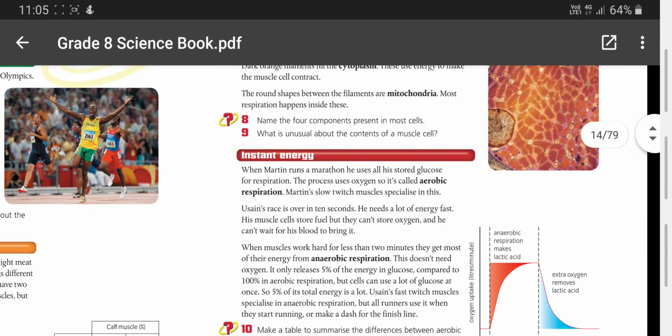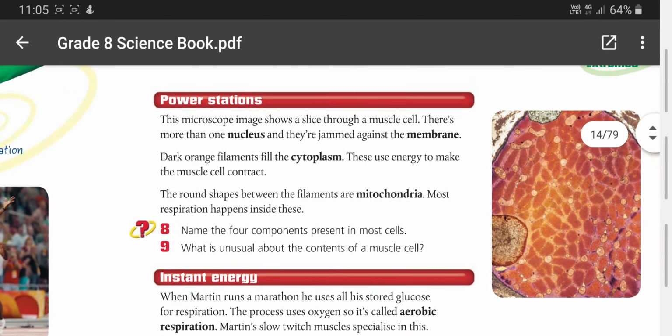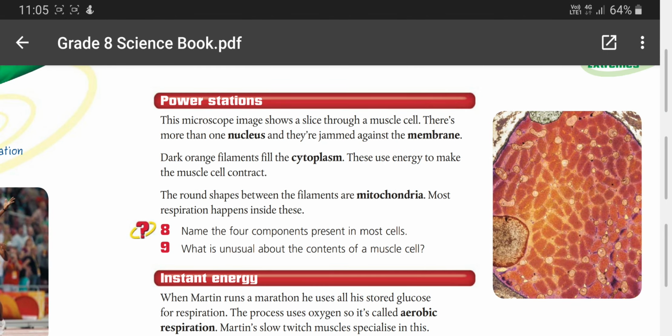When I ask myself what causes this amount of energy to be produced inside the human body, you can find here that there are power stations found inside the human body. We call them the mitochondria. Each cell inside our body has a nucleus, and when they want to get energy they have to go to the mitochondria.